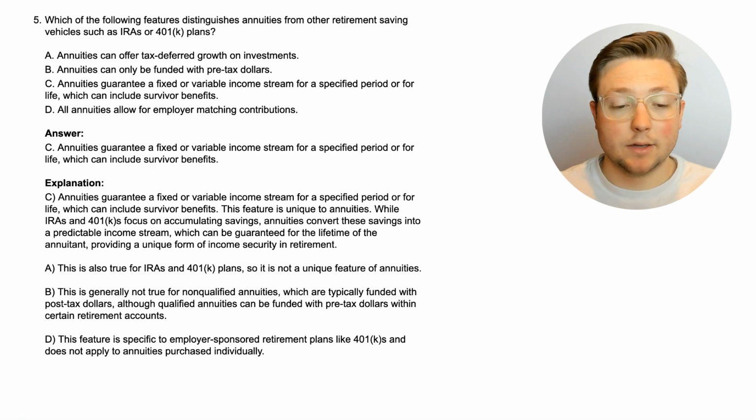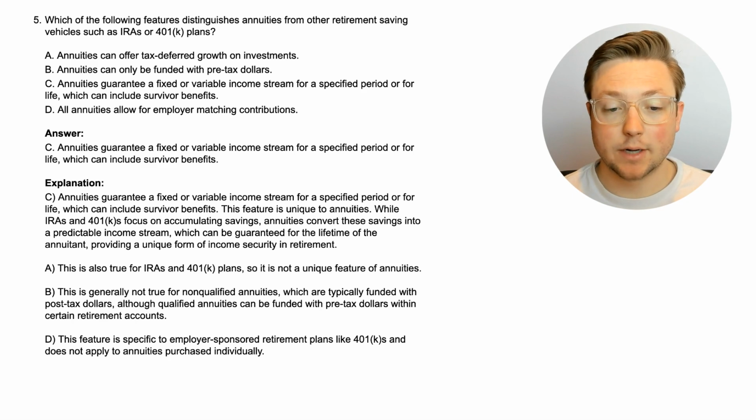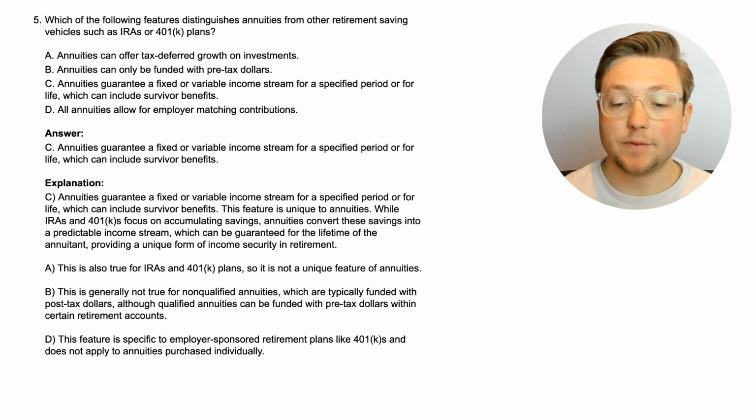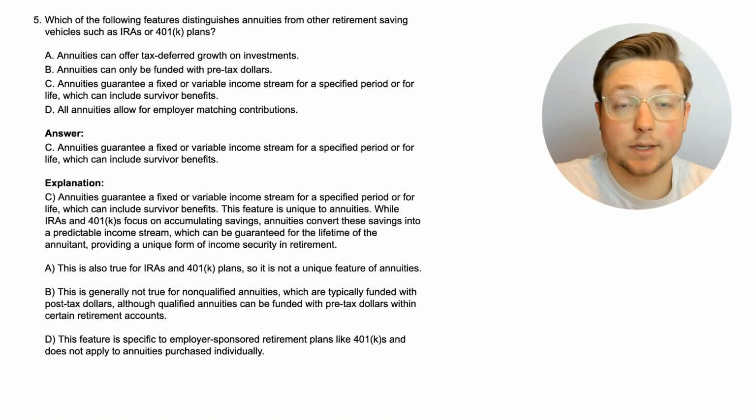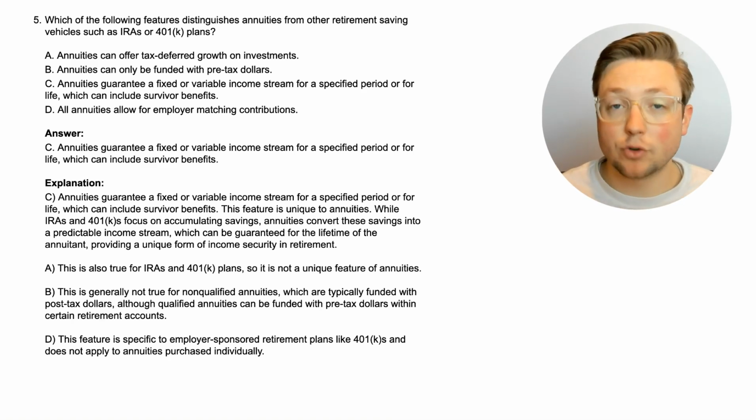Okay, here's the answer, and let's just go straight into the explanation so that we can read through it. C, annuities guarantee a fixed or variable income stream for a specific period or for a life, which can include survivor benefits. This is true. This feature is unique to annuities. While IRAs and 401ks focus on accumulated savings, annuities convert these savings into a predictable income stream, which can be guaranteed for the lifetime of the annuitant, providing a unique form of income security in retirement. So this is different than IRAs and 401ks because it is a steady stream. You're pretty much guaranteed to be getting the same amount every month.